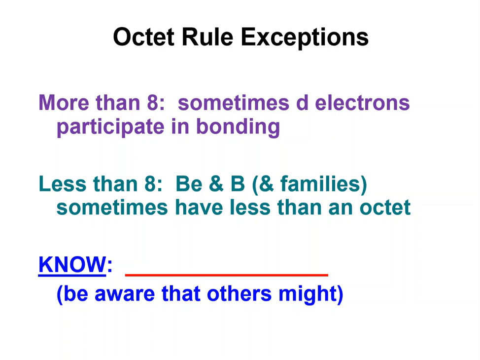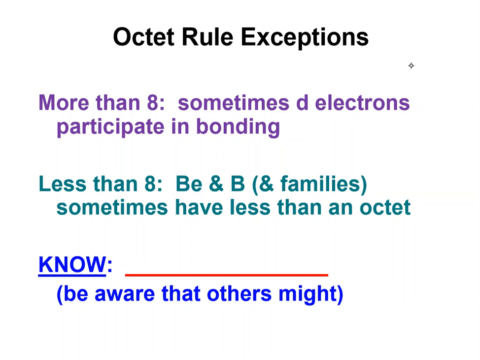Now let's look at some octet rule exceptions. These are really not that uncommon. The most common type is to have more than 8 valence electrons because some of the d electrons become involved in bonding. There are also some that do less, that are happy with 6.